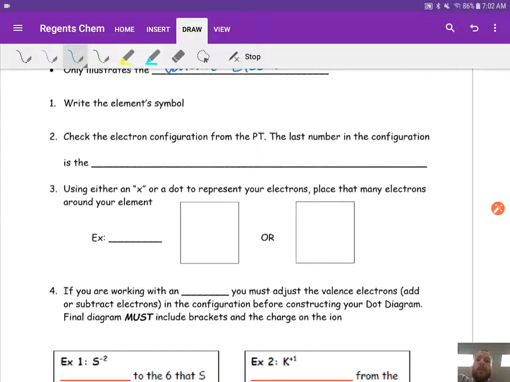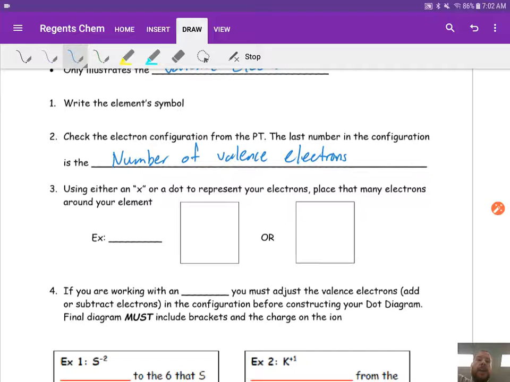So number one, we're going to write the element symbol. That's the first thing we're going to do. Number two, we're going to check the electron configuration from our periodic table. The last number in the configuration, as we've already mentioned before, is the number of valence electrons. So that last number in the sequence is the number that we're going to use for our dot diagrams.